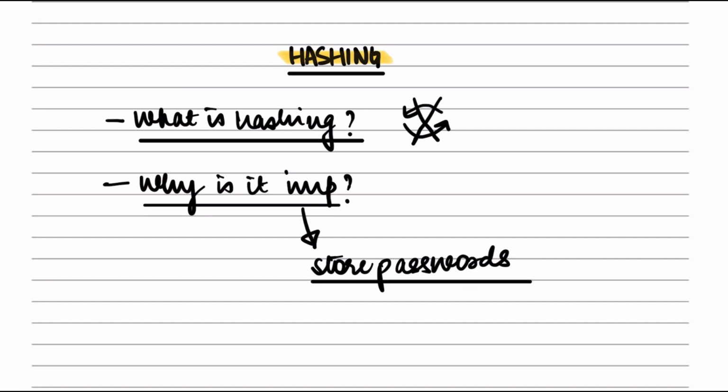When the data changes, the hash value changes as well. By comparing hash values, one can quickly determine if the data has been altered.